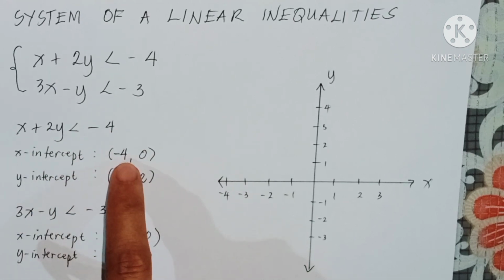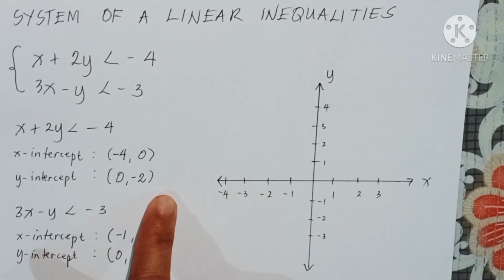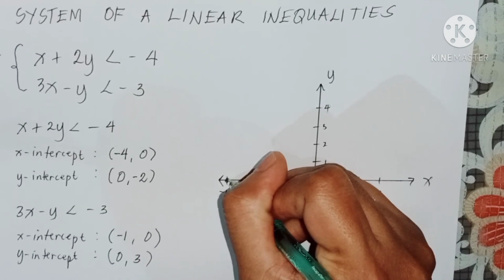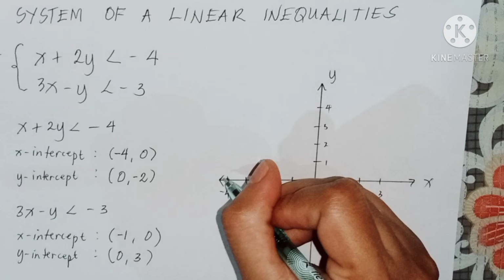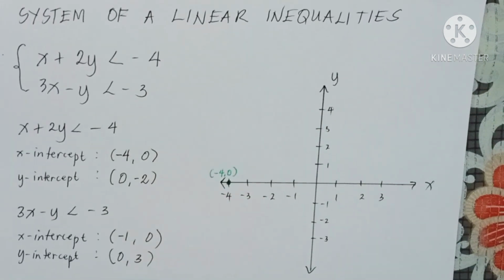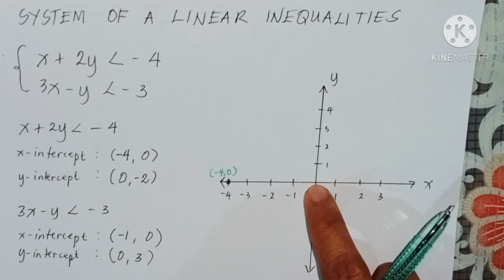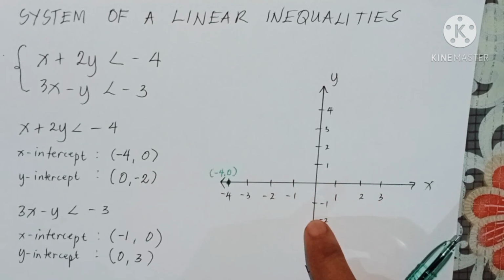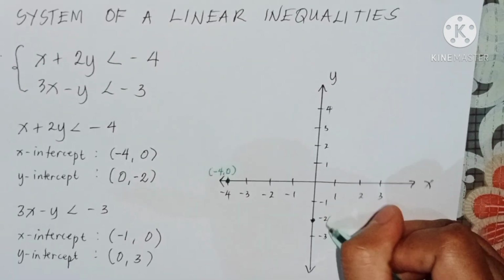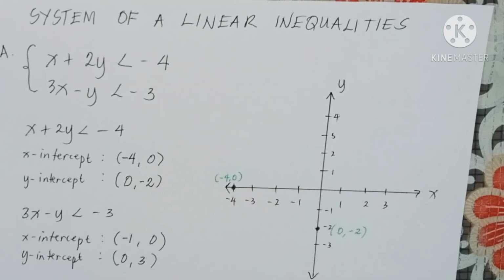So this is (-4, 0). It will be on the left side of the x-axis, 4 units from the origin going to the left. So that is (-4, 0). Then we have (0, -2). From the origin going down, so -2. So that is (0, -2).